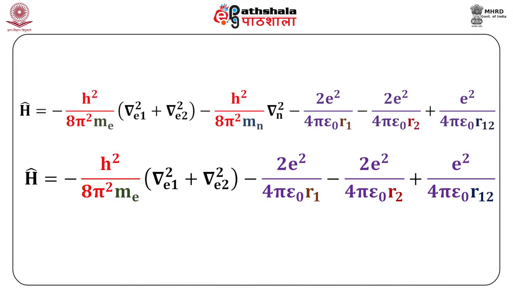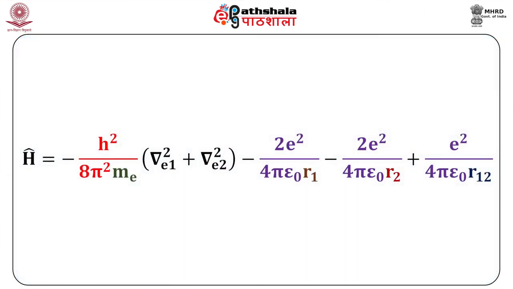And if we compare it with our earlier equation, we see that the term minus h square upon 8 pi square mn del n square is no longer present, because that was the term representing the kinetic energy of the nucleus. At this stage, I would also like to mention that in this equation, the last term, which we have already mentioned as the inter-electronic repulsion term, is the term which causes difficulty in solving the Schrodinger equation.